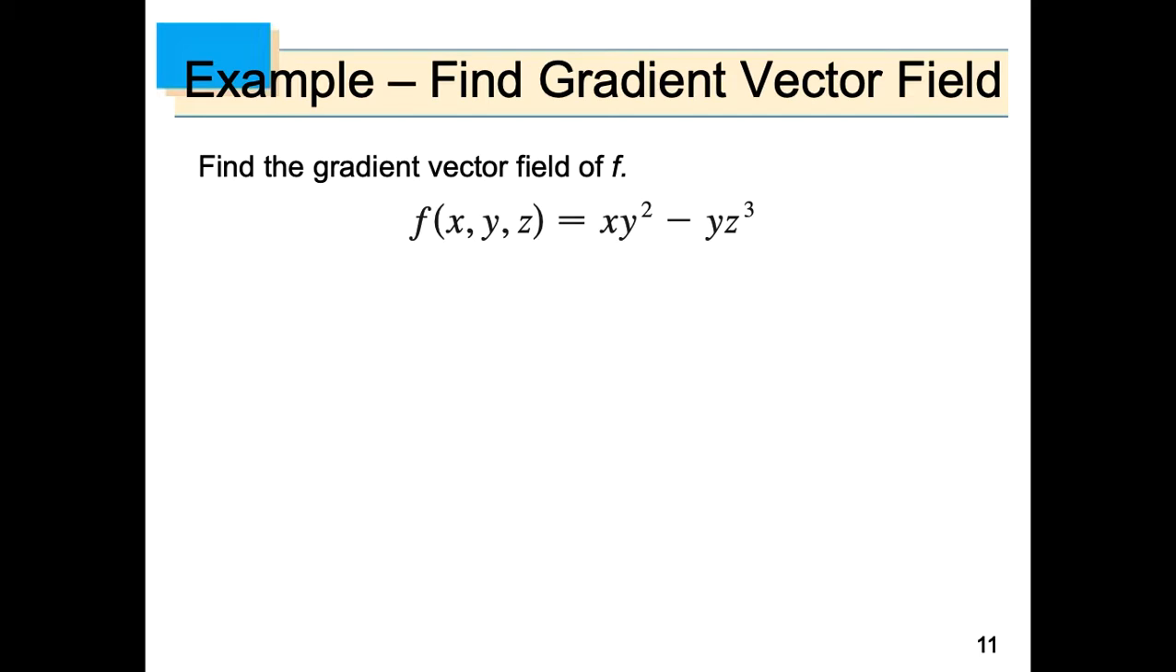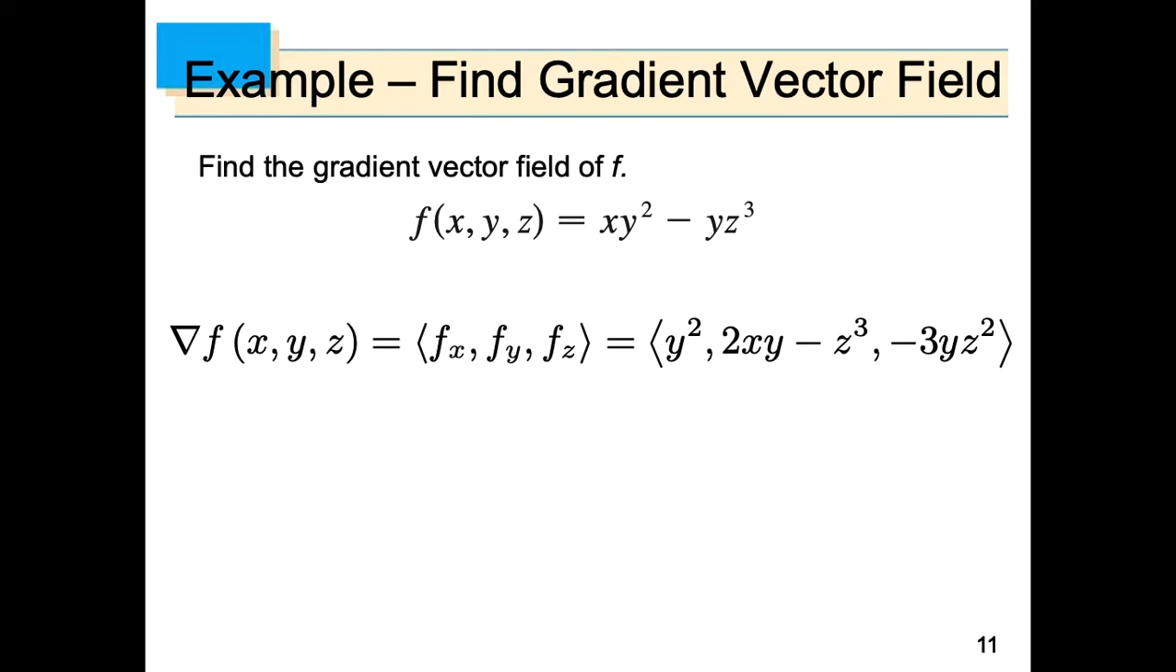Also, the gradient vector field of f, like I said, you can extend to 3 dimensions and beyond. So I would ask you to pause the video here and see if you can come up with the gradient vector field yourself. In this case, it would be y squared as the first component, 2xy minus z cubed as the second component, and negative yz squared as the third component.